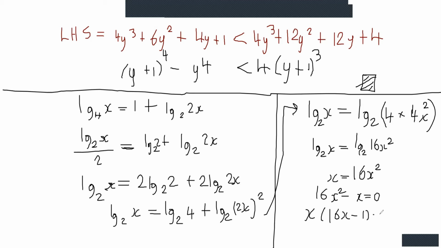So now what you end up getting is x is equal to 0 or x is equal to 1 over 16. But watch here, x can't equal 0. You can't find the log of 0. So this one is not valid, you'd write NV, not valid. So the answer is 1 over 16. All right, that's it. Easy, right?